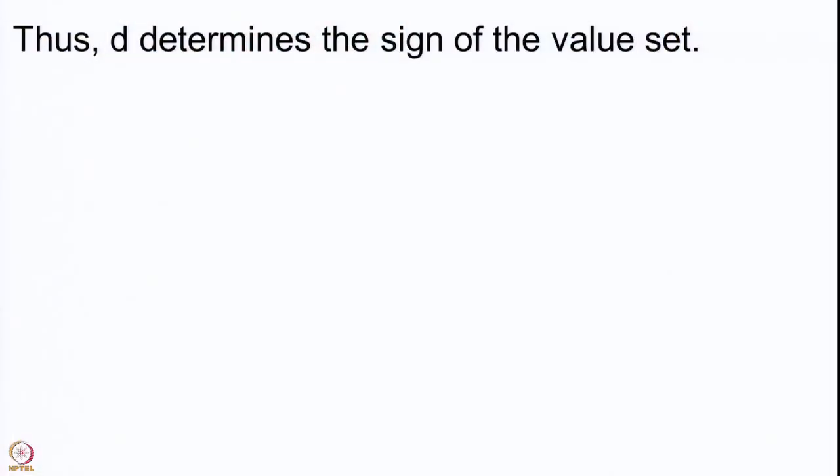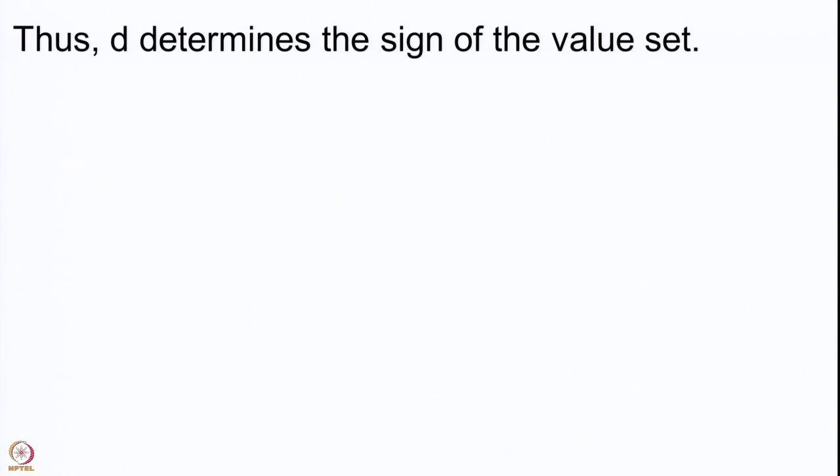So whenever the discriminant is positive, the value set behavior as far as the sign is concerned is not definite. Therefore, this is called indefinite. Whenever D is negative, we have a definite behavior of the sign of the value set, and whenever D is positive, we do not have definite behavior. So this is called indefinite behavior. So to write this observation in one line, we have that D determines the sign of the value set.